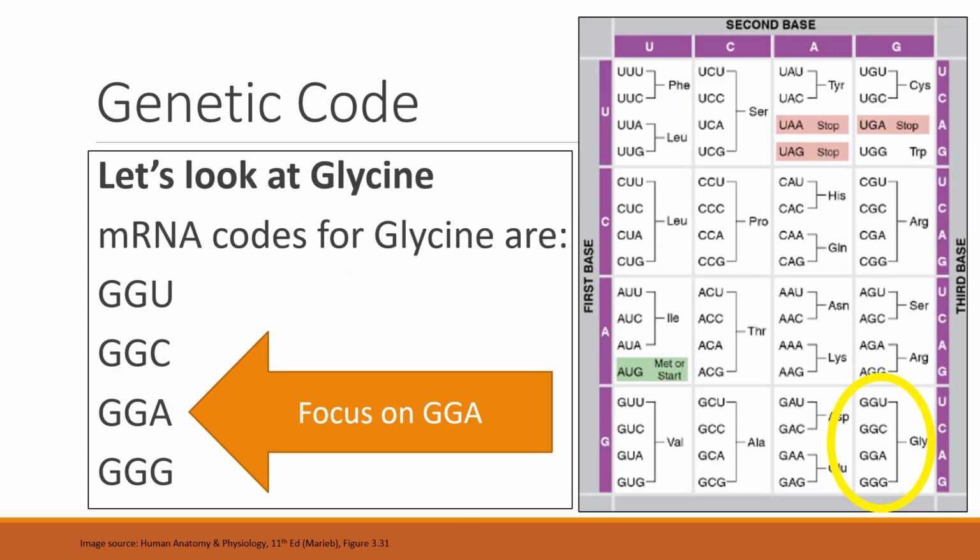Let's take a look at another example. So glycine, the amino acid glycine. So the messenger RNA codes for glycine are here, GGU, GGC, GGA, GGG. And I kind of have this written right down here in this little bottom right corner. GGU, GGC, GGA, and GGG. Let's just take a look at this one, GGA. Now this is the messenger RNA codon, GGA.